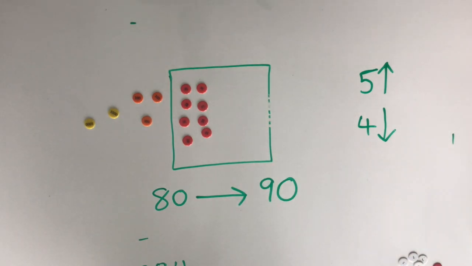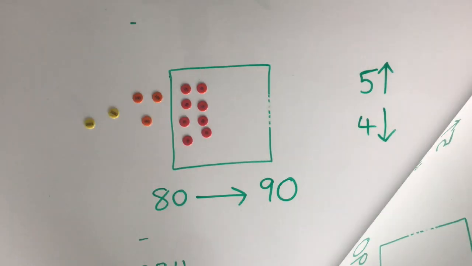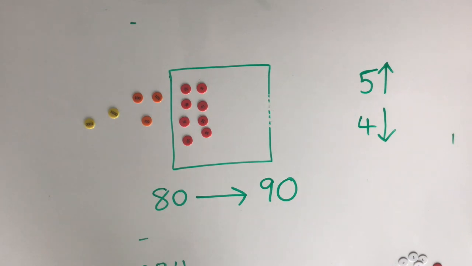So 2,384 rounds down to 2,380. So remember, when you're working in a pictorial way, it's really important that you understand the value of each of the numbers.